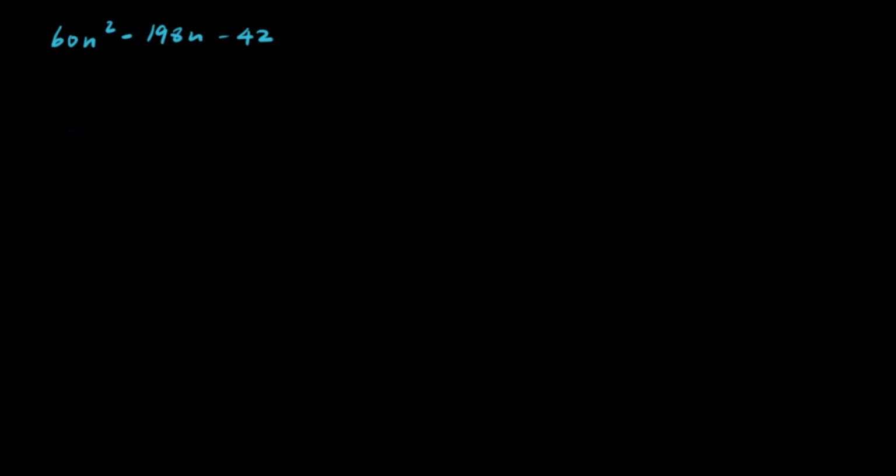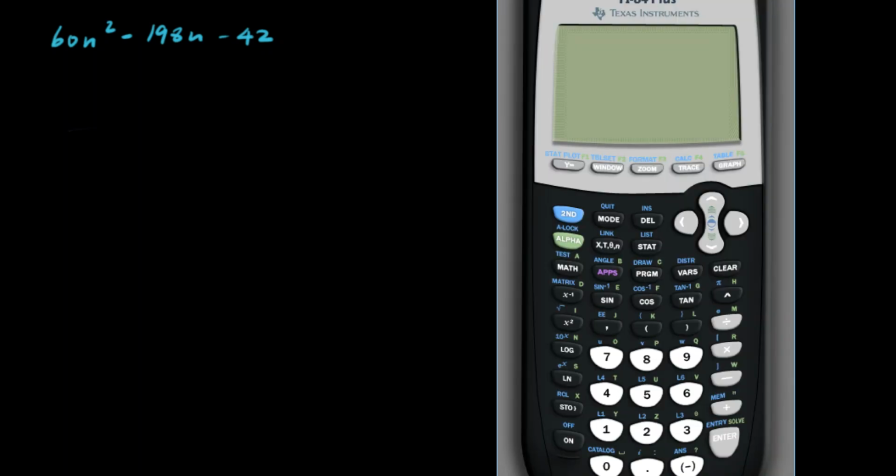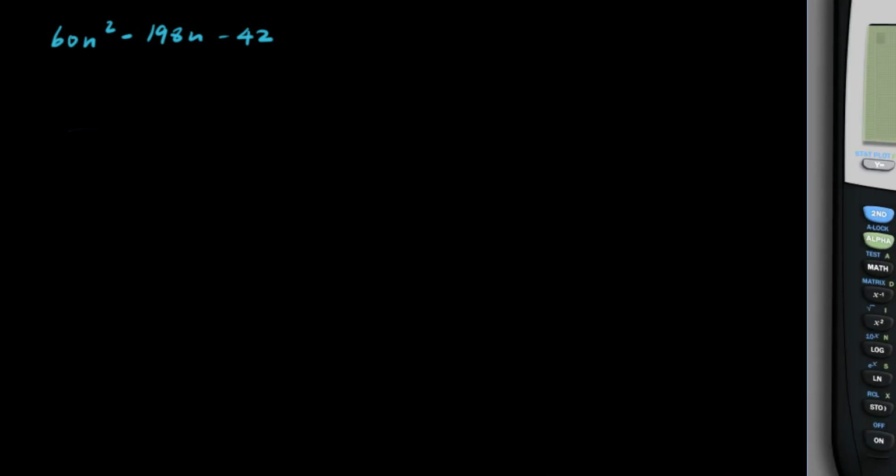Hi guys, let's go ahead and factor this problem: 60, negative 198, negative 42. Before we get started, we're going to take out the greatest common factor, so we can make smaller numbers. I know some of you guys like large numbers, but for me, if I can make the numbers smaller, I like that better. So I'm going to use my calculator.